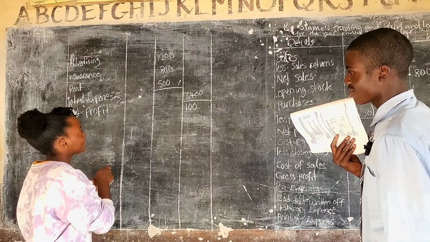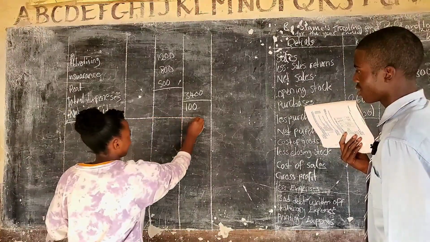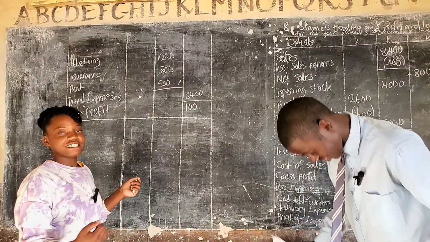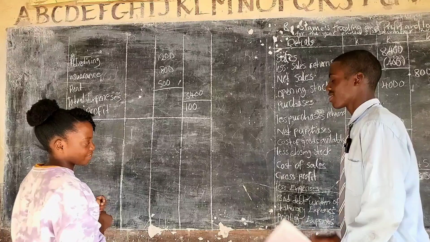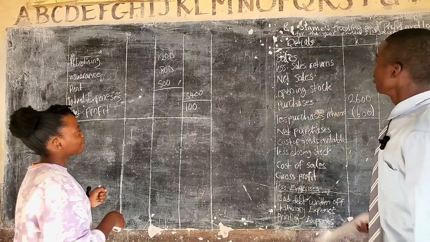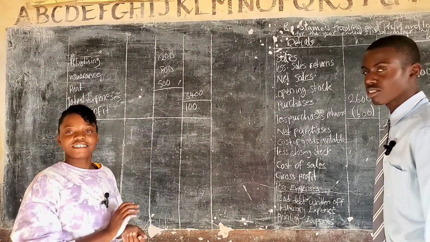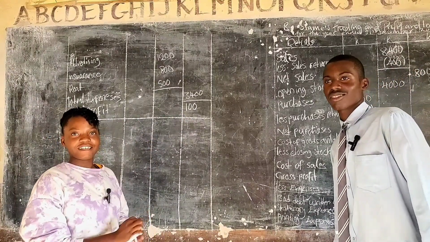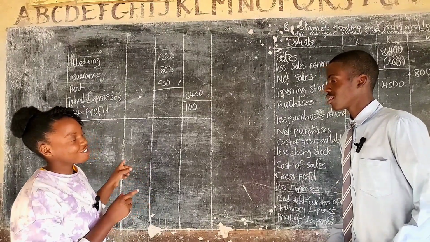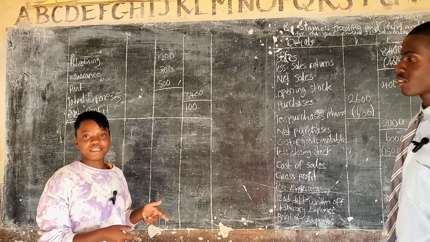So this is the end of our trading profit and loss account, which didn't have incomes. It only had the expenses. 100 is our net profit. We've come to an end of part 1, the trading profit and loss account. We're now going to the balance sheet.